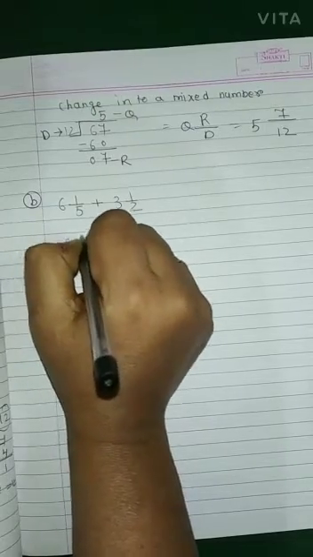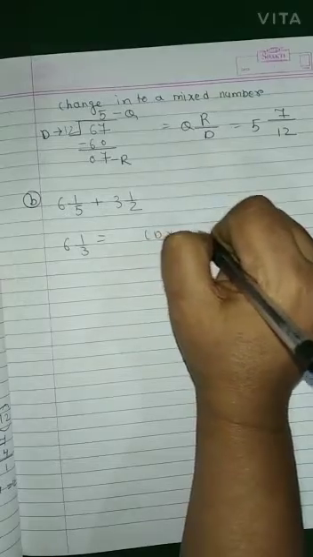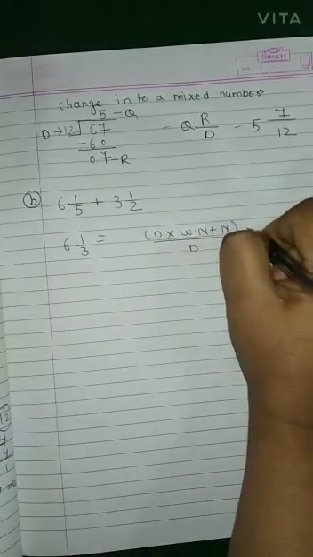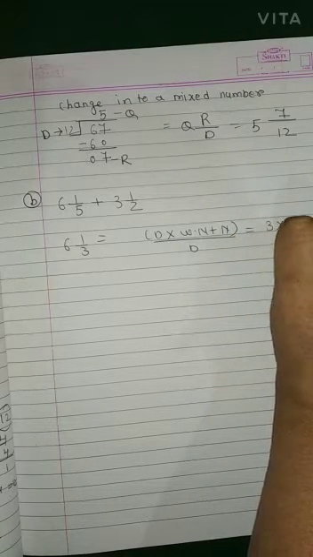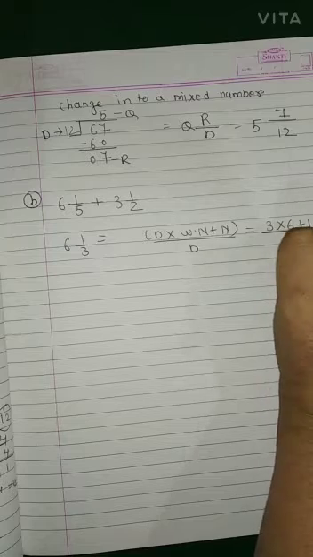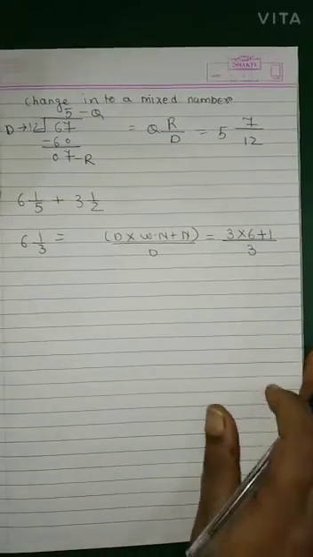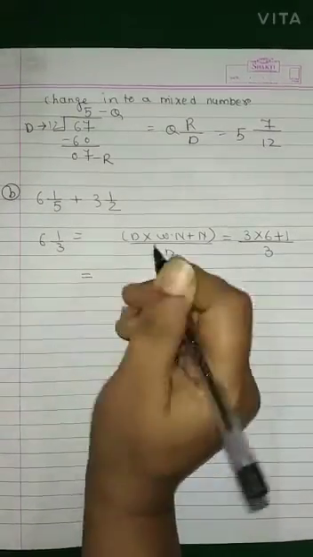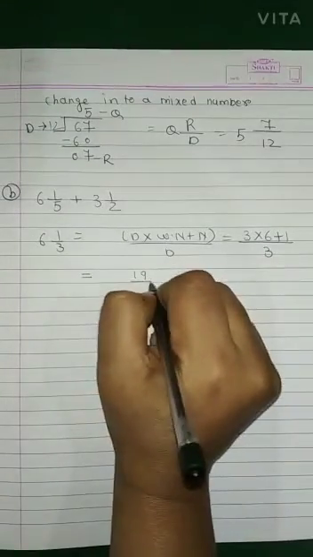First we use the formula: denominator into whole number plus numerator upon denominator. So what we get? The denominator is 3, the whole number is 6, the numerator is 1 and the denominator is 3. Understood? Then 3 into 6 is 18, 18 plus 1 is 19, so 19 upon 3.